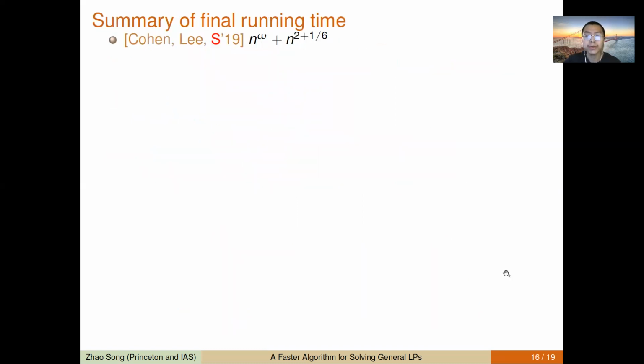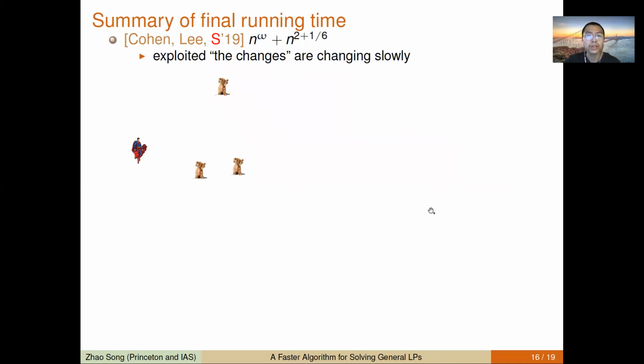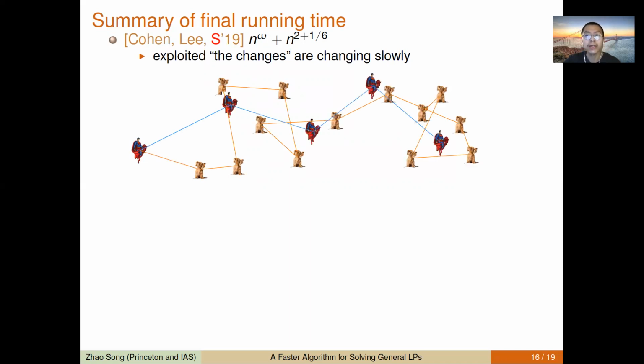Here is a comparison between two algorithms. In my work with Cohen and Lee, we get n to omega plus n to the 2 plus 1 over 6. And the major idea is that we explore that the changes are changed slowly in this algorithm. And therefore, when the dog moves, Superman needs to chase, because Superman needs to move very fast. And eventually, if you look at the total length of Superman's moves, it's much more than the total length of the dog's moves. And in this new work with Shunhua, Valmy, and Hengjie, we can improve this 1 over 6 to 1 over 18.